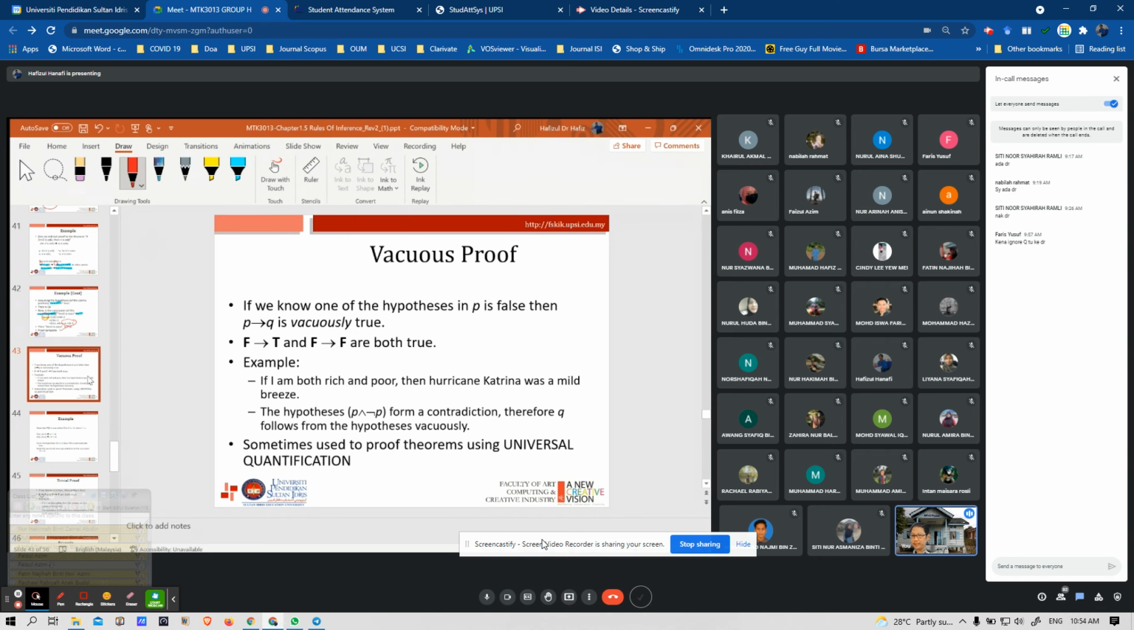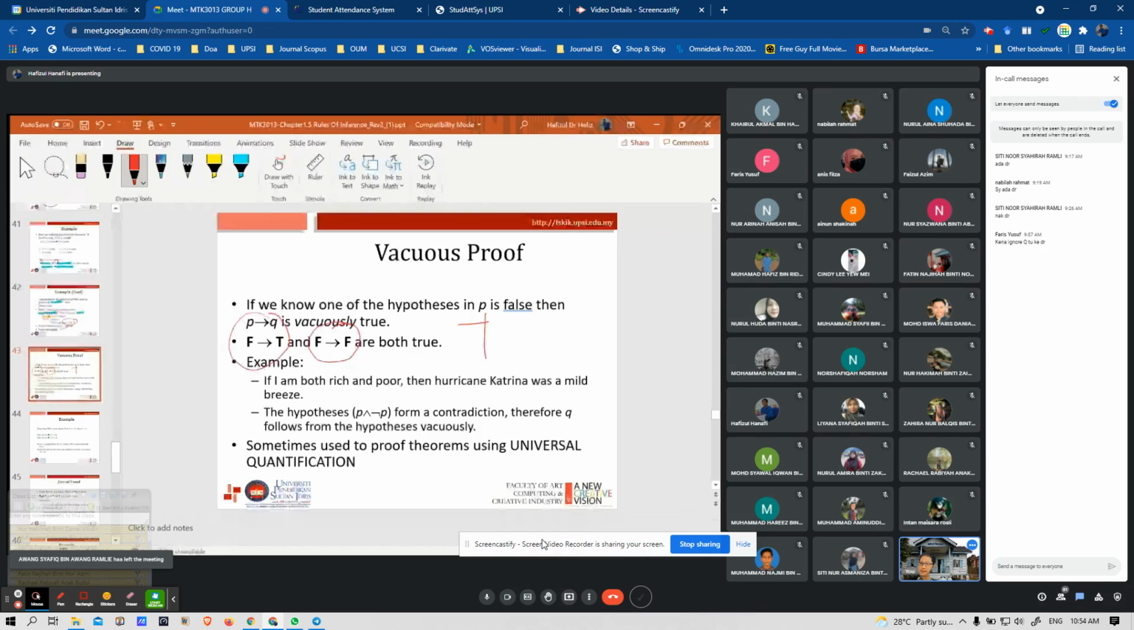Okay, and then we have vacuous proof, which has two conditions. First one, if we know that hypothesis P is false, then P implies Q is vacuously true, because false implies false and false implies true are both true. Okay, for example, I am both rich and poor, then Hurricane Kane was a mild breeze.